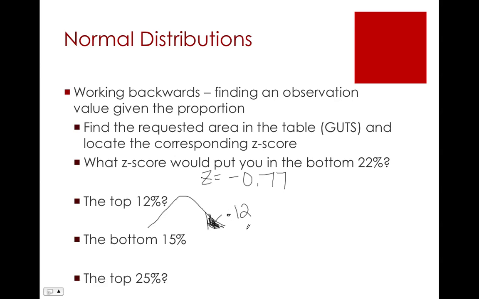Well, saying the top 12% is the same as saying the bottom 88%. Do you agree? Since the total area under the curve is equal to 1. So I'm not going to be looking for 12% in the guts. I'm really going to be looking for 88%. So let's go back to our tables.